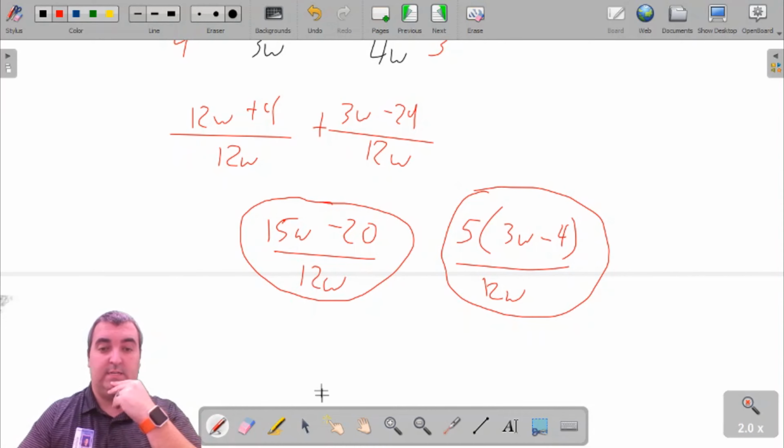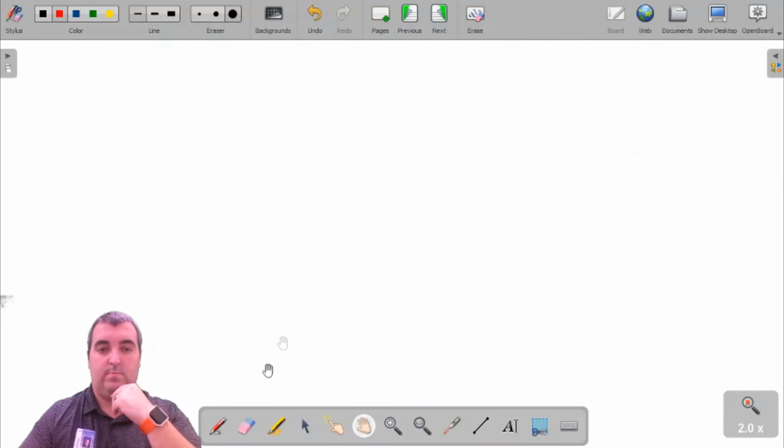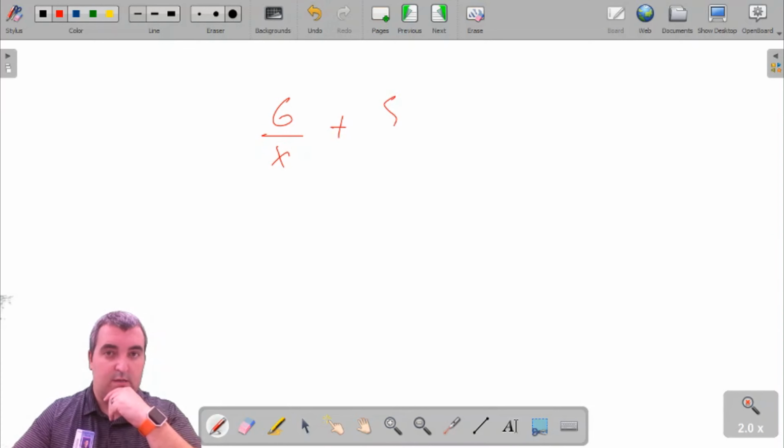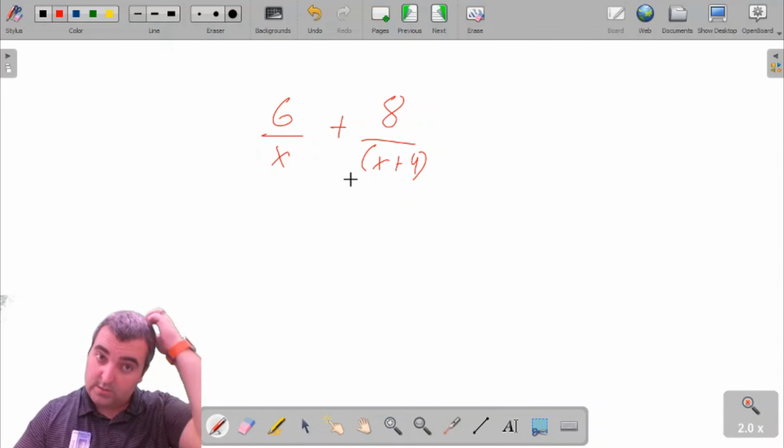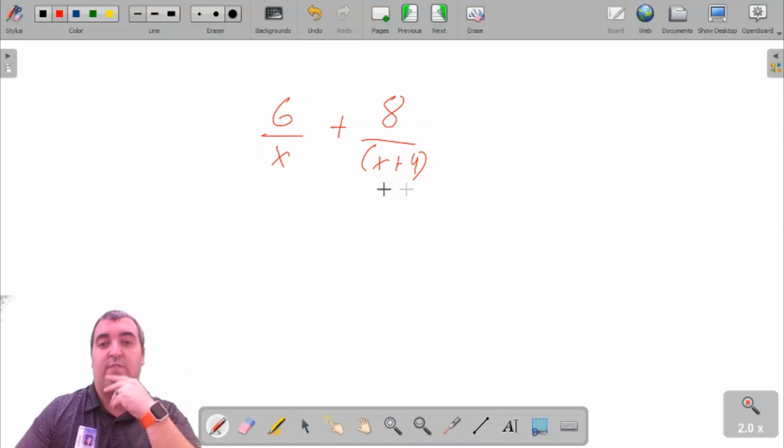So now let's make it a little tougher. With this one, we're going to have 6 over x plus 8 over x plus 4. So with this one, we have a factor of x in the denominator and a factor of x plus 4 in the denominator, which means this one's missing an x plus 4. So we've got to multiply it to the top and bottom.